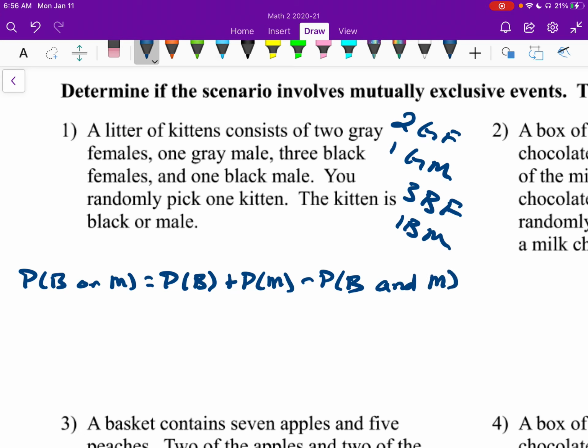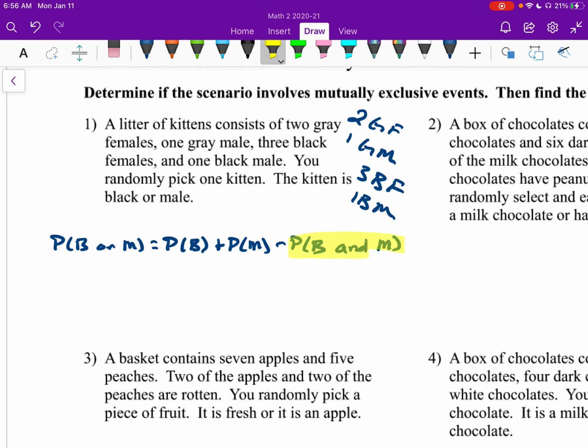Okay. And I didn't read the directions, but we're supposed to determine if the scenario involves mutually exclusive events. So really what we're asking here is, is this possible? Can you have a black male? And we look right there, and yes, you can have a black male. So this is not mutually exclusive.